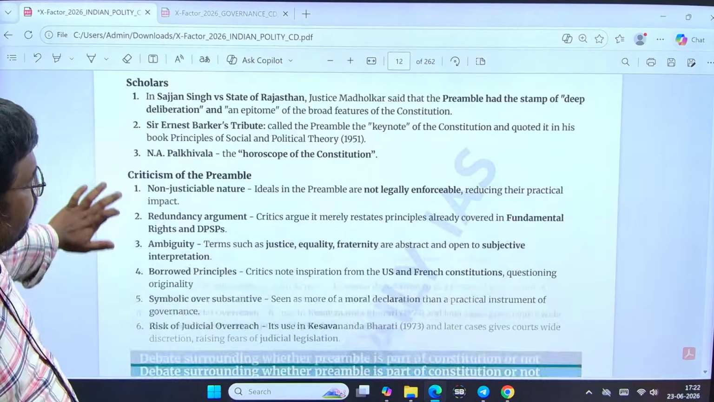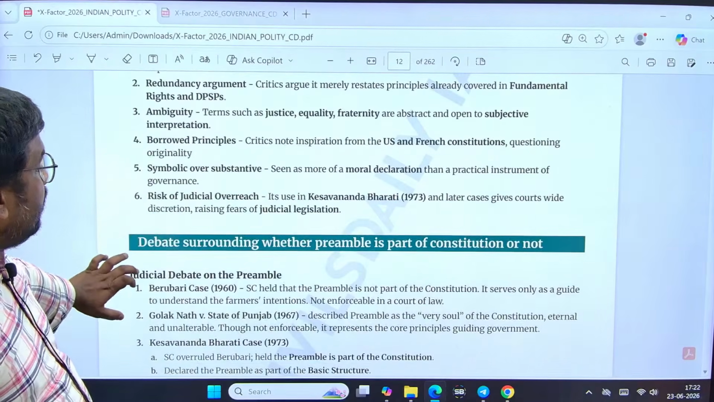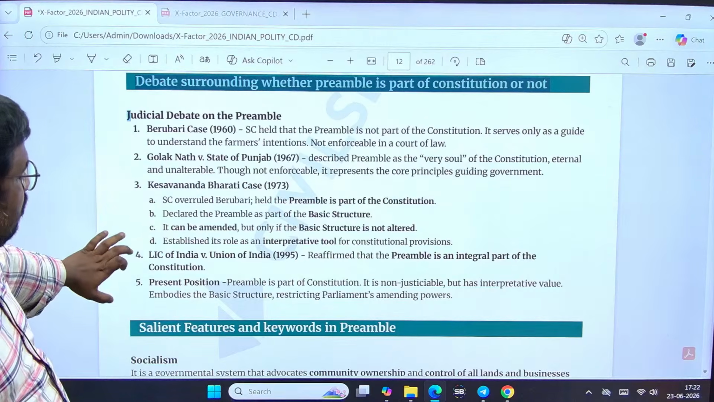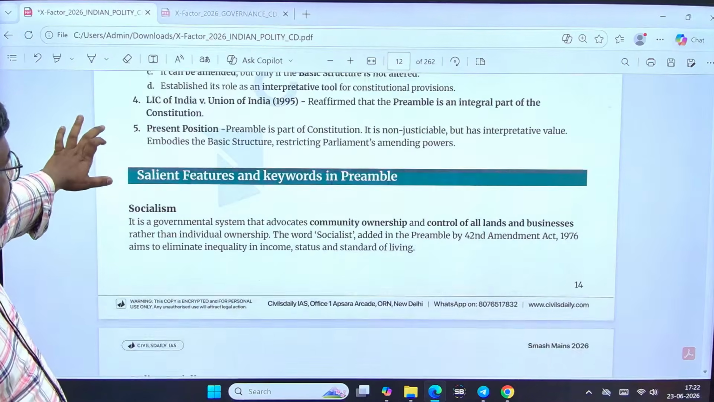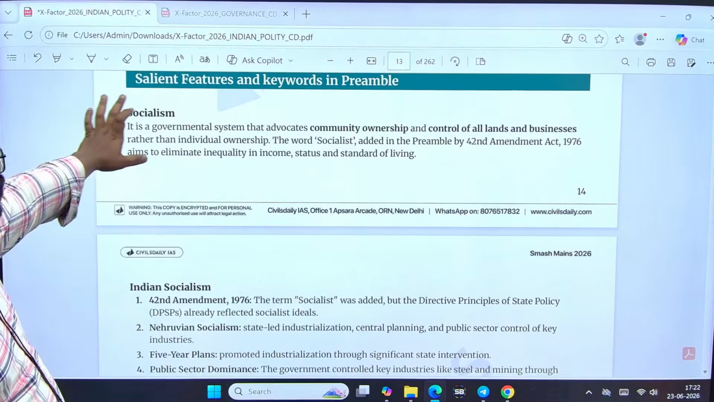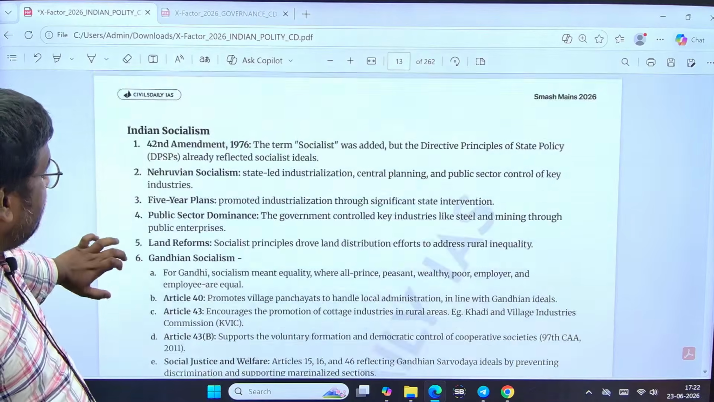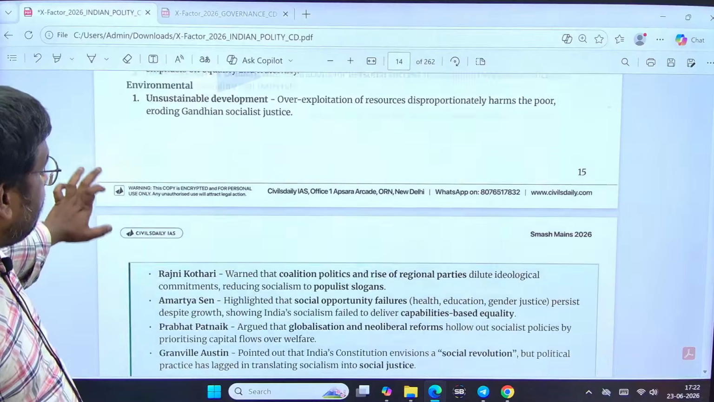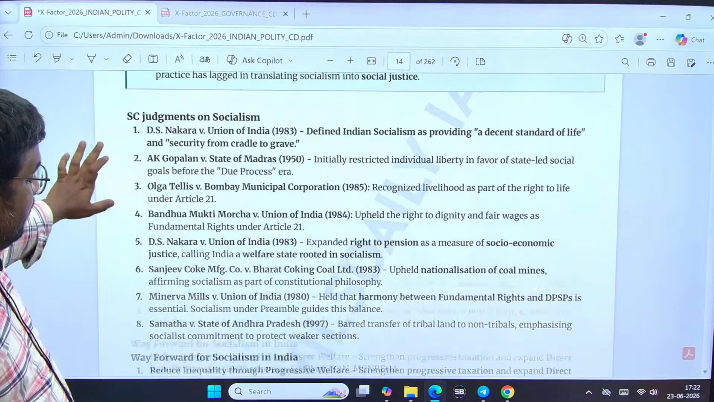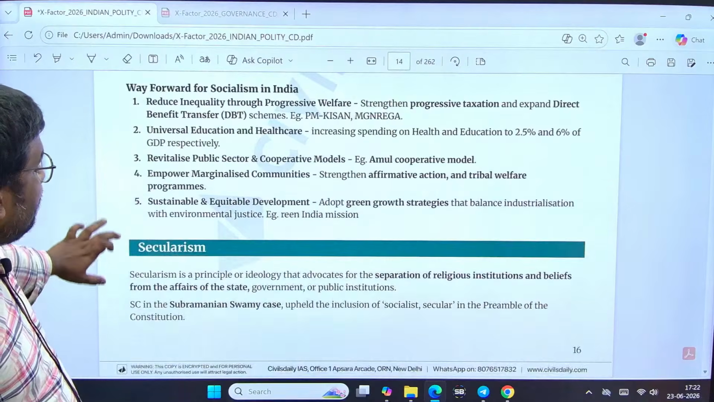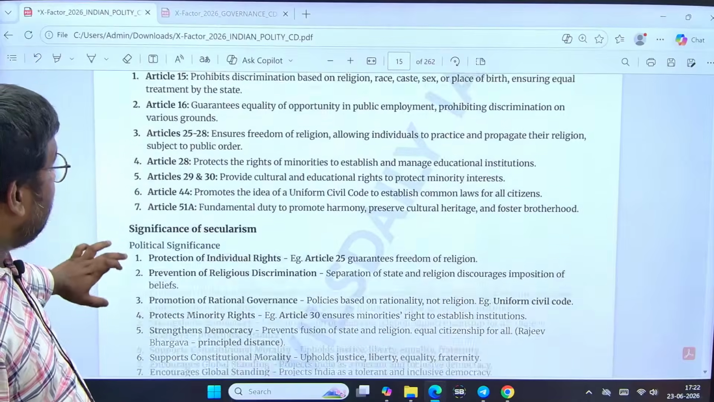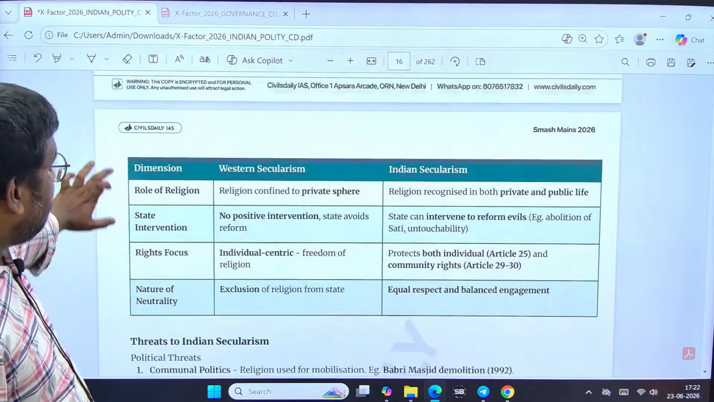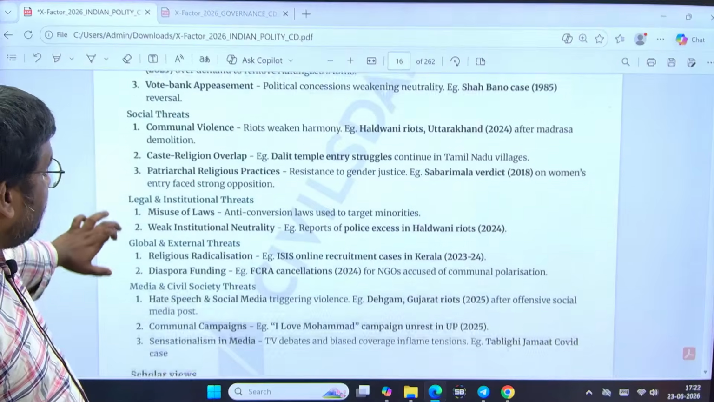Along with it, अब preamble में अगर आप देखोगे कि whether preamble is part of constitution or not, this is again X factor, and the meaning of every keyword in preamble. Similarly, preamble was in news majorly because there was a debate that whether secularism and socialism should be the part of the preamble or not. Okay, that was the current affairs related news.